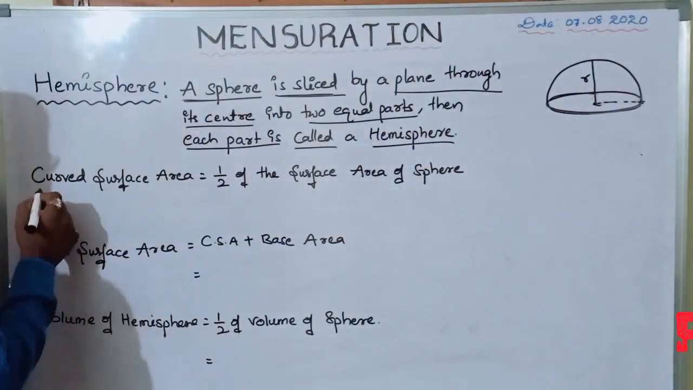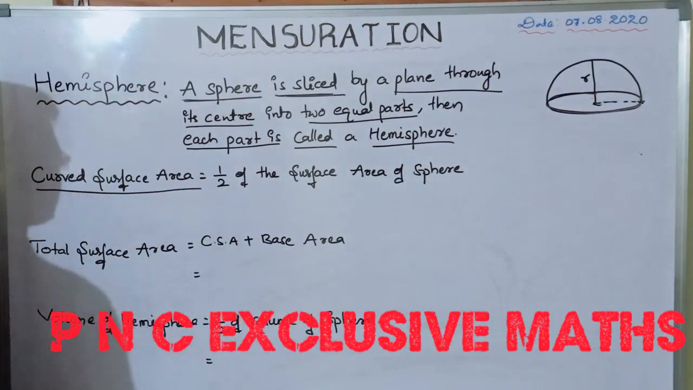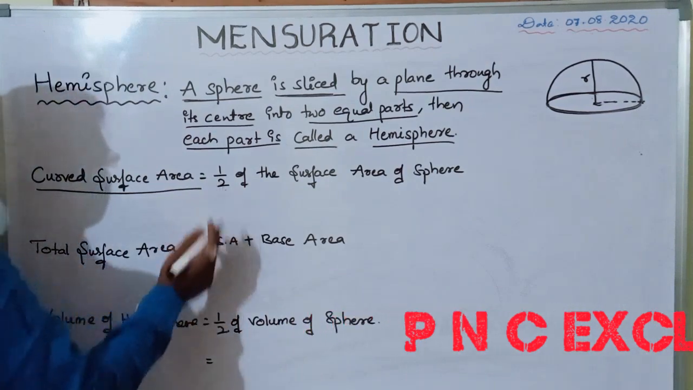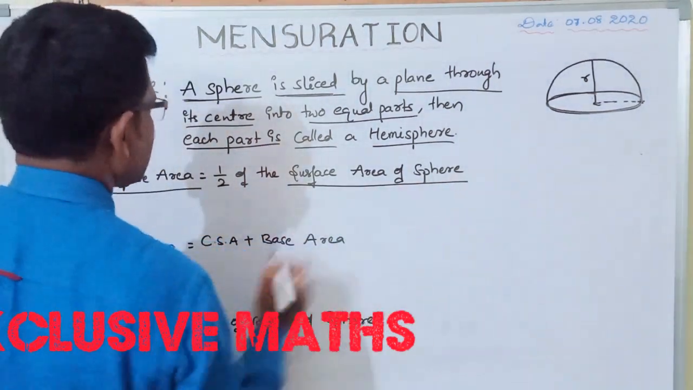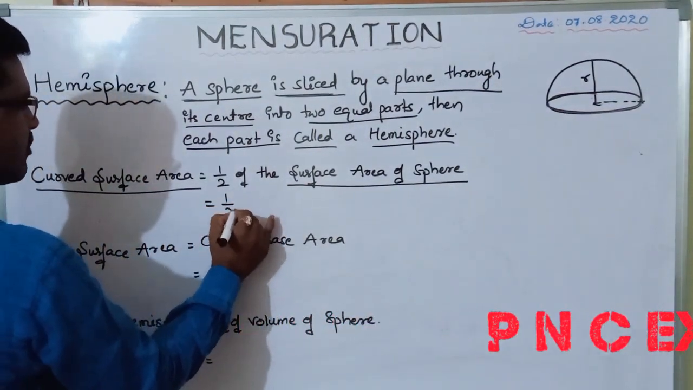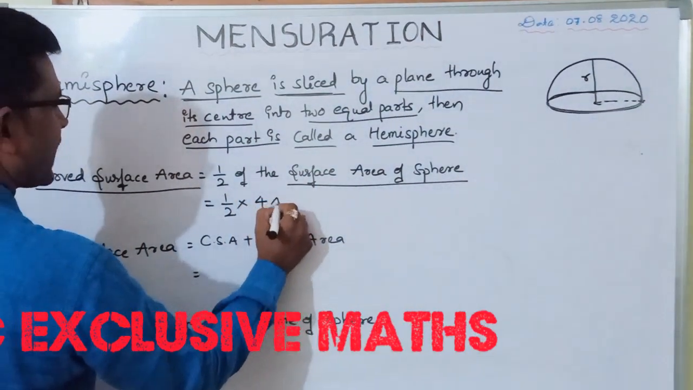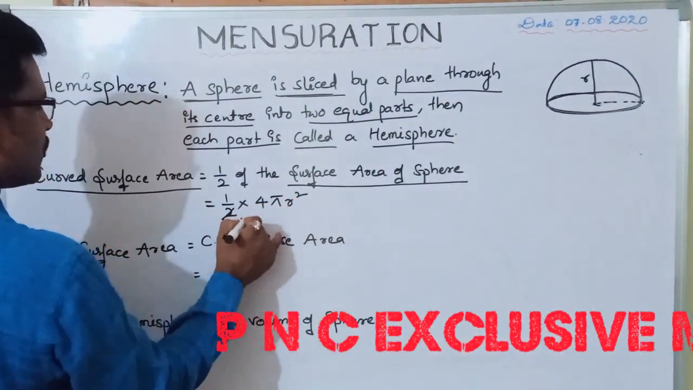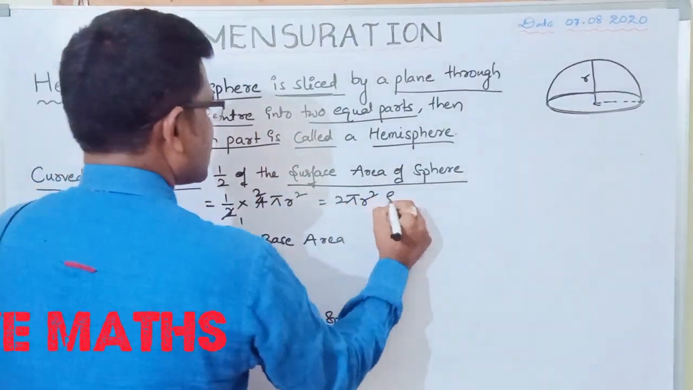Now the curved surface area of a hemisphere is equal to half of the surface area of a sphere. So that means 1 by 2 into the surface area of the sphere, 4 pi r square. 2 ones are 2, 2 twos are 4. That means 2 pi r square units.